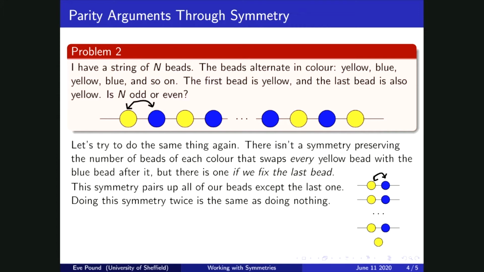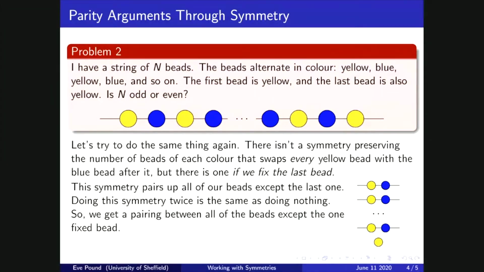And that's why giving this symmetry really is the same thing as giving a pairing, because doing the symmetry twice does nothing at all. And every bead thinks that where it's sent is the same as the bead that should be sent to itself. So they're paired up very nicely. So we get a pairing on all of the beads except this one that's fixed, that doesn't move anywhere. If you like, this one's kind of paired with itself.